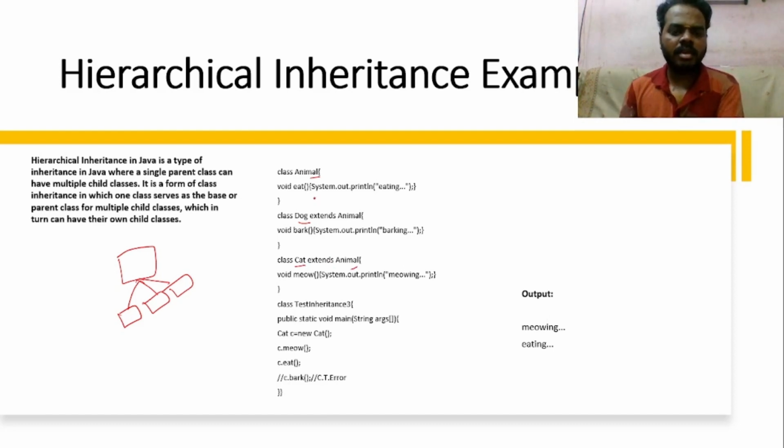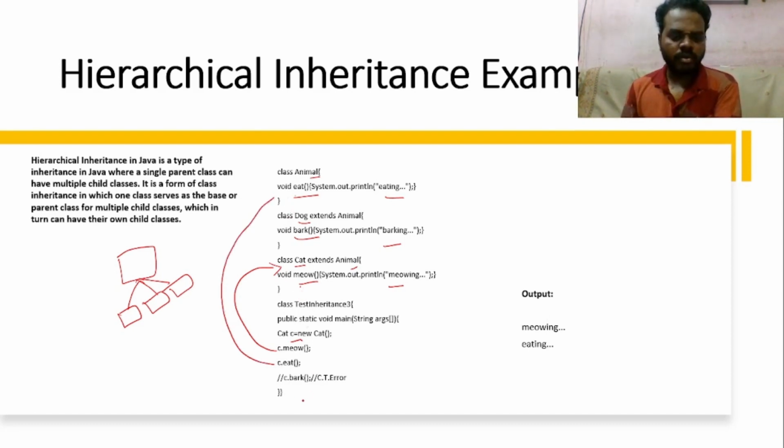In each class there is a method: for the animal class, an eat method; for the dog class, a bark method; for the cat class, a meow method. In each method there is a statement: eating, barking, and meowing. The entire data is available in the cat class, so now we're going to create an object for the cat class. Cat c is an object. If you call c.meow, it will go and call the meow method in the cat class, and c.eat goes to the animal class.